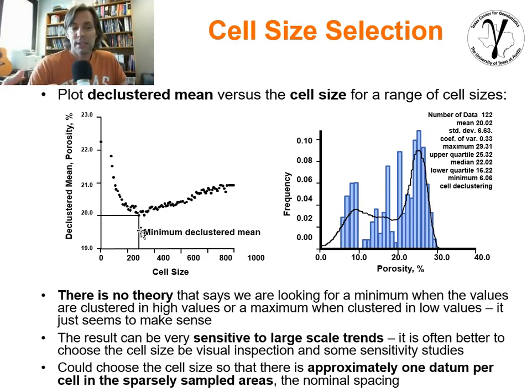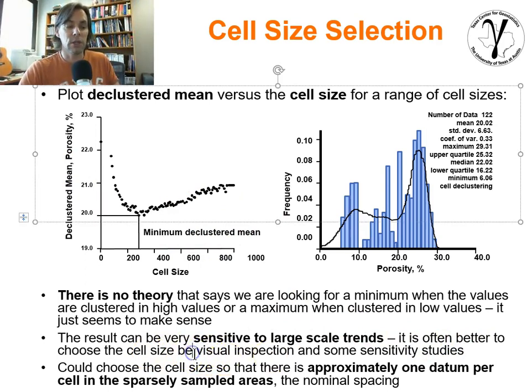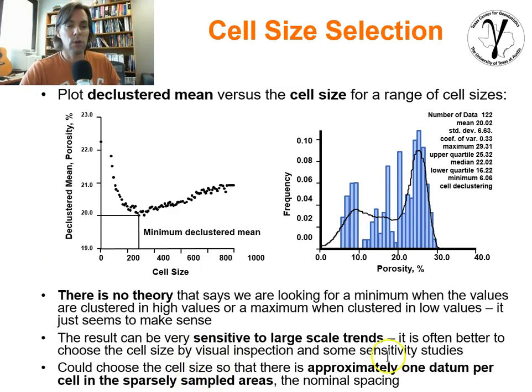There's no theory to indicate that this is the perfectly correct answer. It's a conservative engineering type of approach where we say we know we are sampled to bias high, take the cell size that will minimize to try to remove or mitigate that bias. Now, we should mention that the results can also be very sensitive to large-scale trends. And so in general, if we're trying to pick cell sizes, rather than use this approach, it would be better to choose the cell size by a visual inspection, such that we are able to see approximately one data per cell in the sparsely sampled areas, and that in the locations with denser sampling, they now start to become more than one sample per cell. So that's typically the approach.